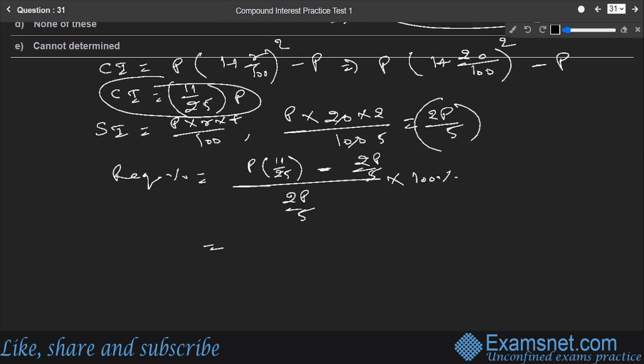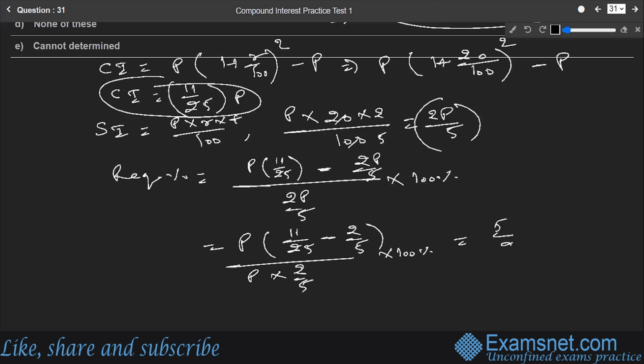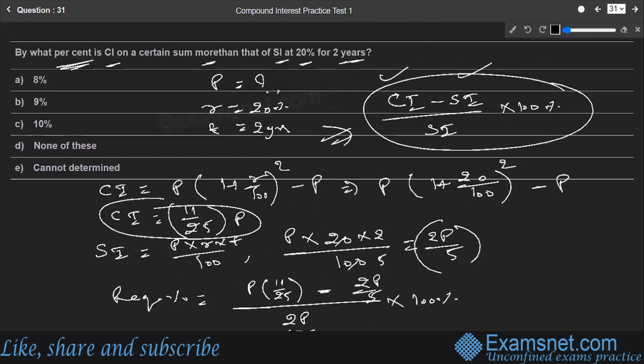If we solve this further, P is taken common in the numerator. So it is 11 by 25 minus 2 by 5, divided by 2 by 5 into 100%, where the P in the denominator can be cut. If we solve this further, it comes out to be 5 by 2 into 1 by 25 into 100, which is nothing but 10%. So how much compound interest is more than simple interest in percentage is simply 10%, which is available in option number C and becomes the right answer.